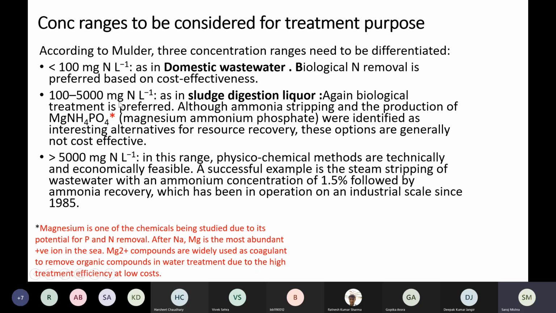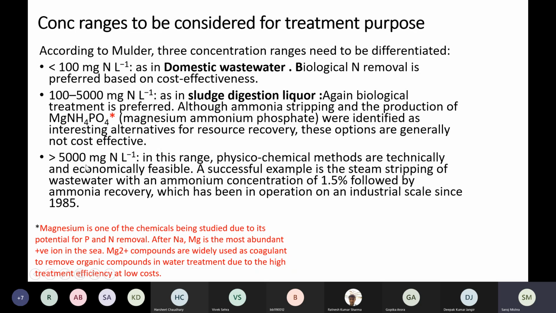If the levels are between 100 to 5000 milligram of nitrogen per liter, as in the sludge digestion liquor, again a biological treatment is preferred. Although ammonia stripping and the production of struvite are identified as interesting alternatives for resource recovery. That means you just add a particular magnesium salt which can precipitate all the ammonia in the form of magnesium ammonium phosphate salt. Okay, so pay special attention to it. By ammonia stripping, what we mean is that excess nitrogen is measured in terms of nitrogen as nitrate, but the nitrogen could also be in the form of ammonium ions. And if that is the case, then it can be stripped. Ammonia can be stripped by addition of a magnesium salt, eventually leading to production of this compound.